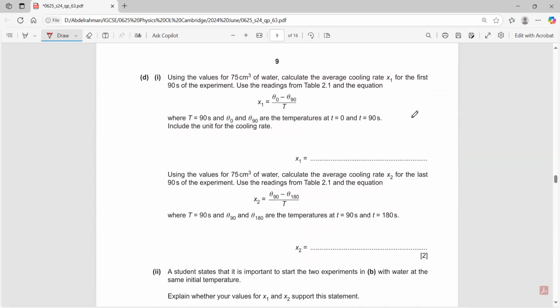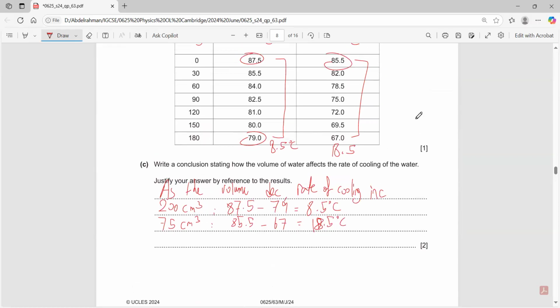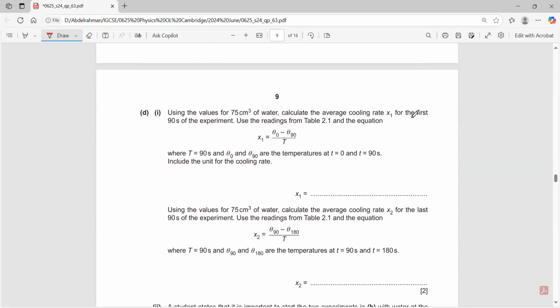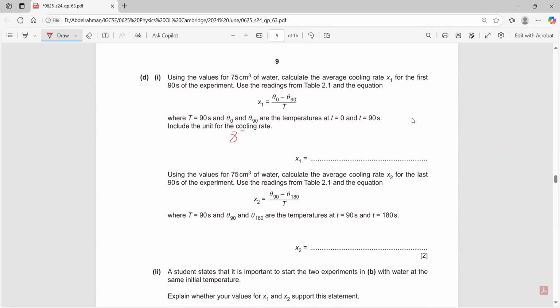Using the values for the 75 centimeters cubed, can I find x1 in the first 90 seconds? Yes, in the first 90 seconds. So it was 85.5 minus 75, divided by the time, which is 90 seconds. This gives you a rate of cooling of 0.12 degrees Celsius per second.